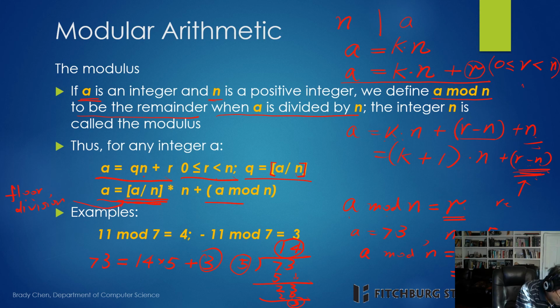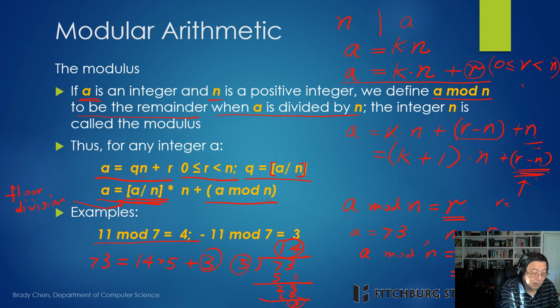And then the second part is the remainder, which is defined as a mod n, right? A mod n is the remainder when a is divided by n. Okay, now here's another example. 11 mod 7 is 4. Why? Because when we divide 11 by 7, we get a quotient of 1 and a remainder of 4.